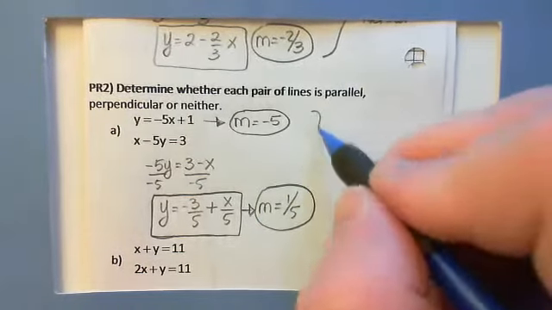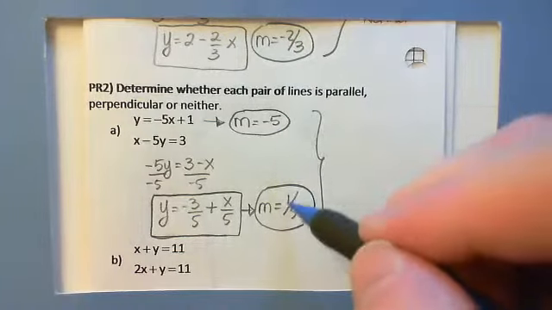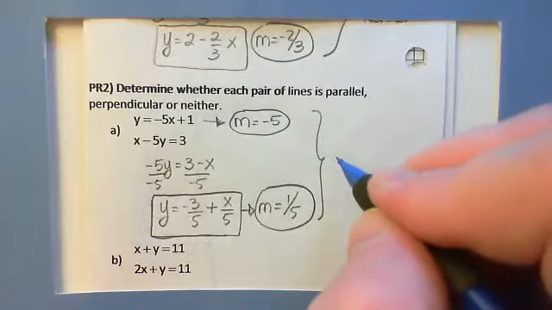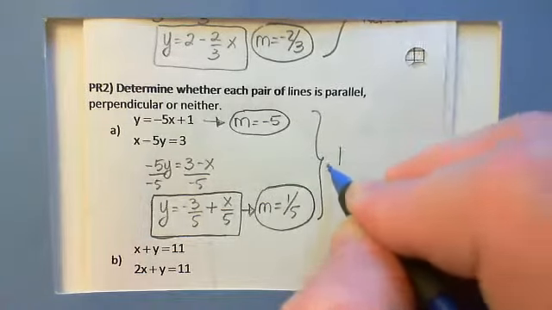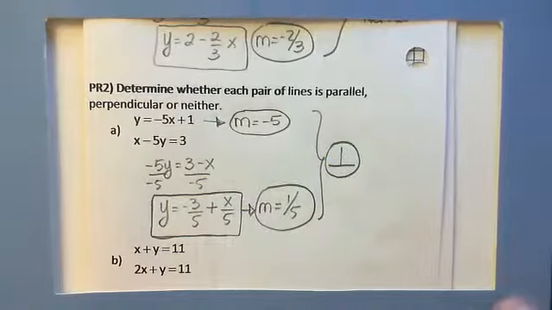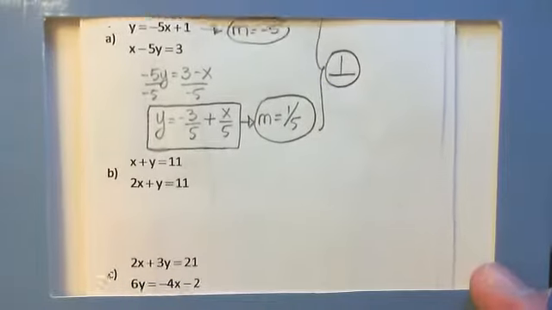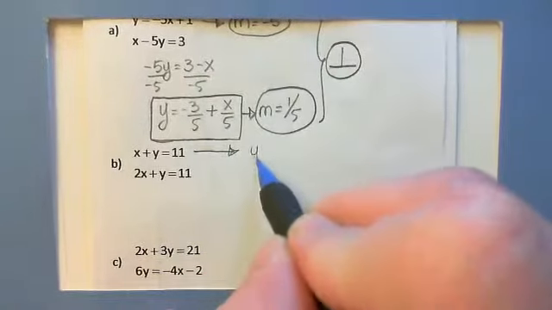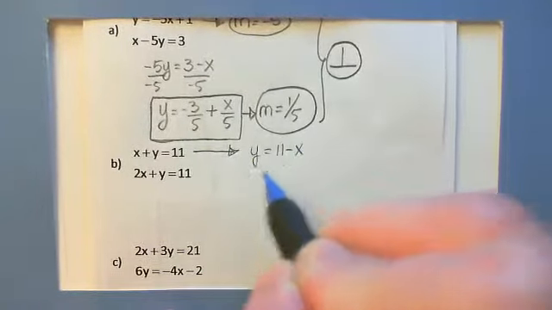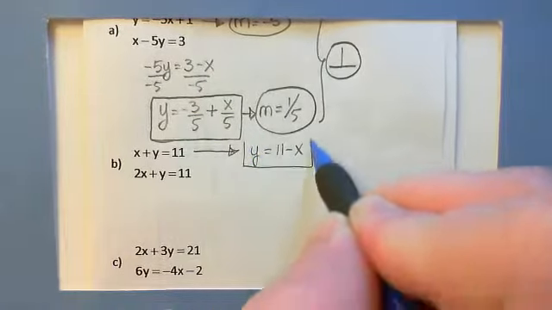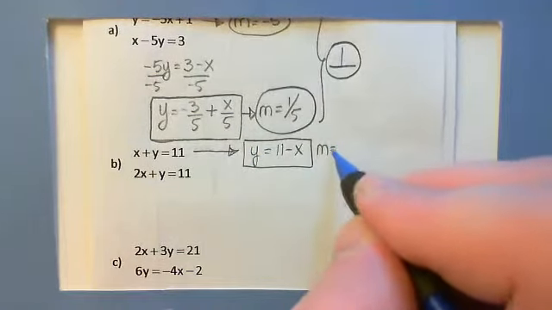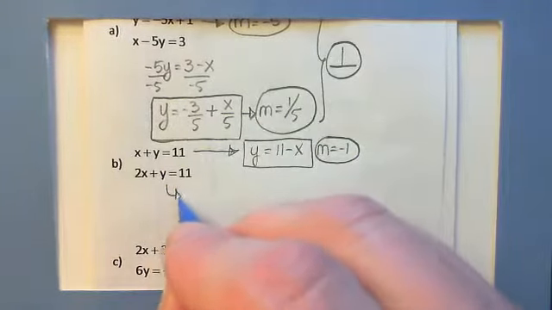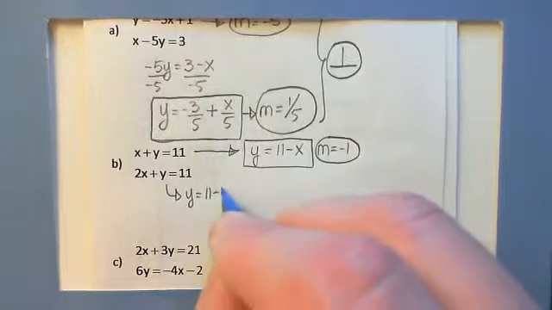So if you compare these two slopes, I notice that the sign changes and the fraction flips. So this will be perpendicular. Alright, the next one is going to be letter B. So this would be y equals 11 minus x. My slope will be m equals negative 1. And then here will be y equals 11 minus 2x.